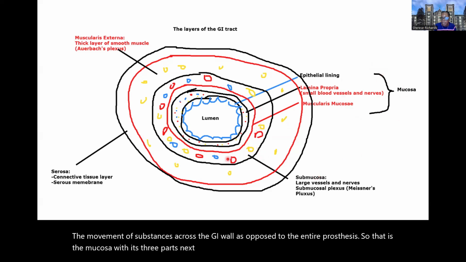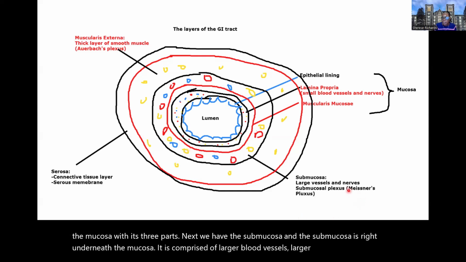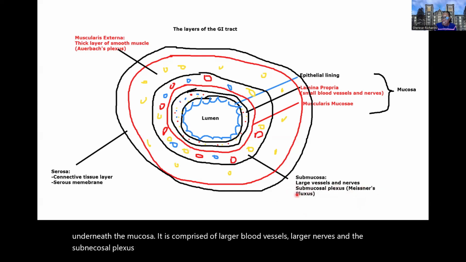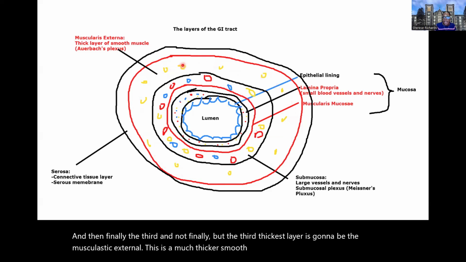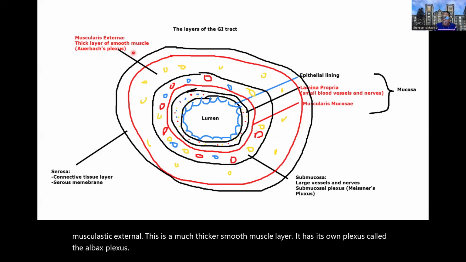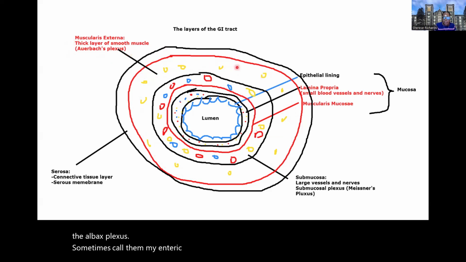Next, we have the submucosa, and the submucosa is right underneath the mucosa. It is comprised of larger blood vessels, larger nerves, and the submucosal plexus of nerves called the Meissner's plexus. And then finally, the third, and not finally, but the third thickest layer is going to be the muscularis externa. This is a much thicker, smooth muscle layer. It has its own plexus called the Auerbach's plexus, sometimes called the myenteric plexus. And this is the plexus that actually moves the GI tract layer.